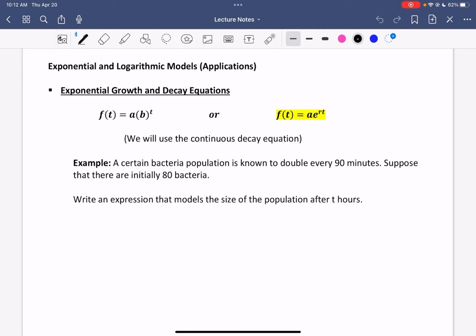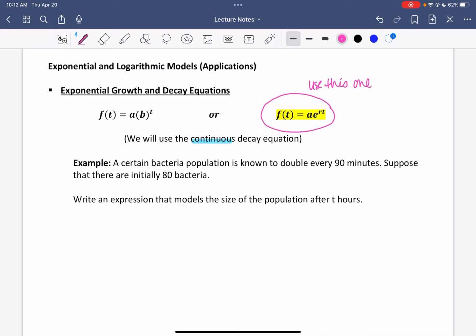So when we're looking at exponential growth and decay equations, most often we are going to use the continuous decay equation, or this continuous equation here. And so when you're looking at it, this one right here is the one we want to use.